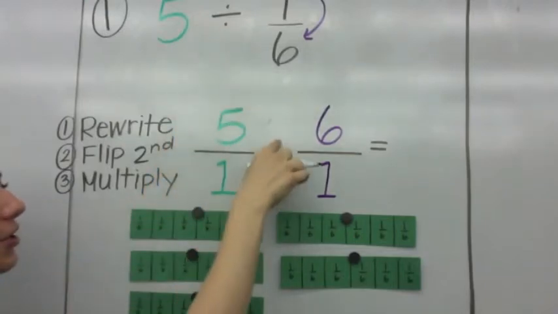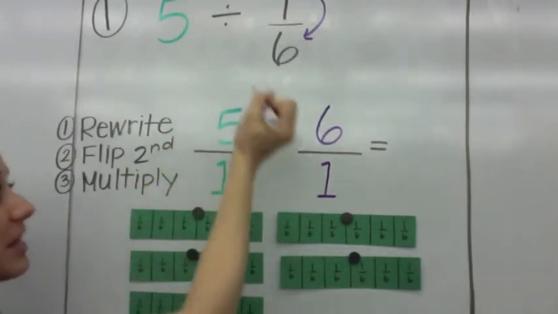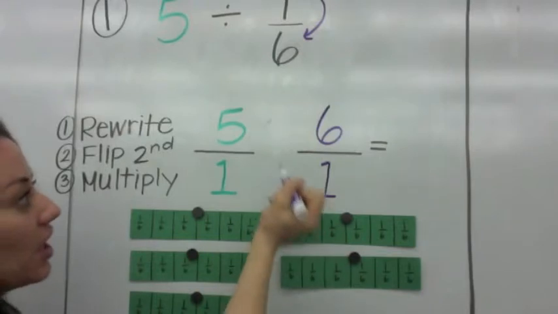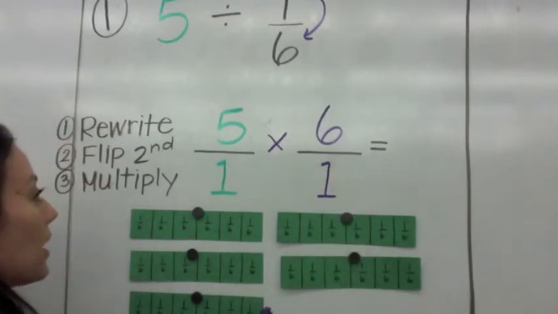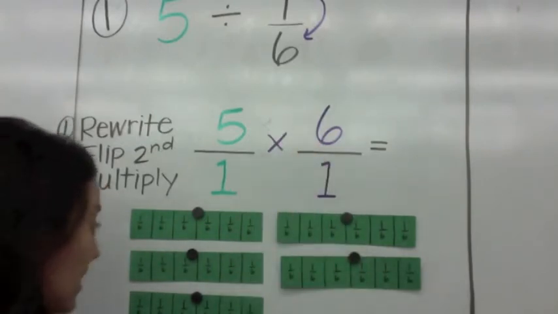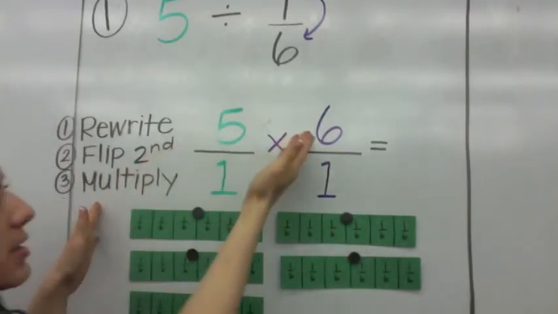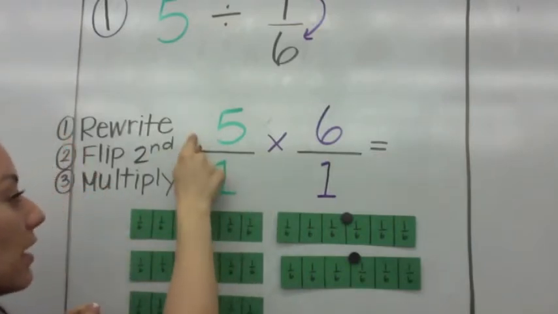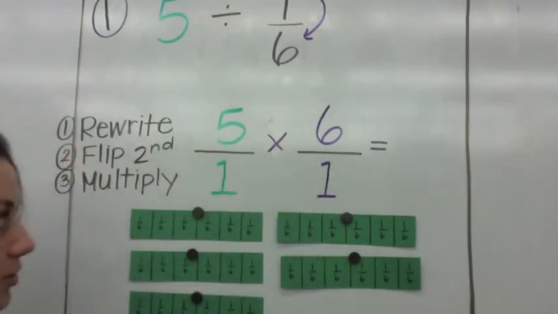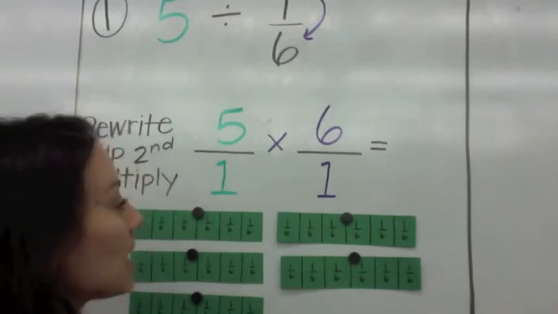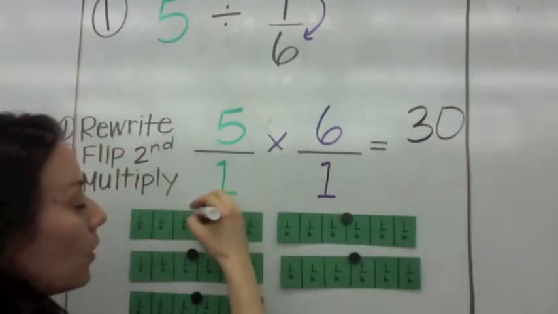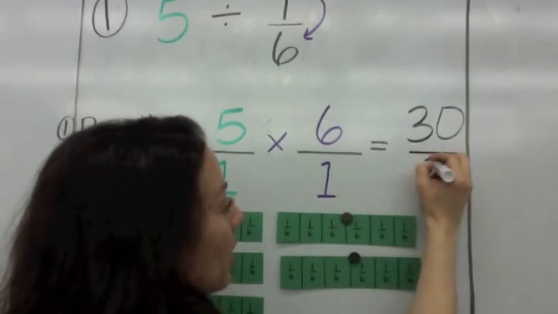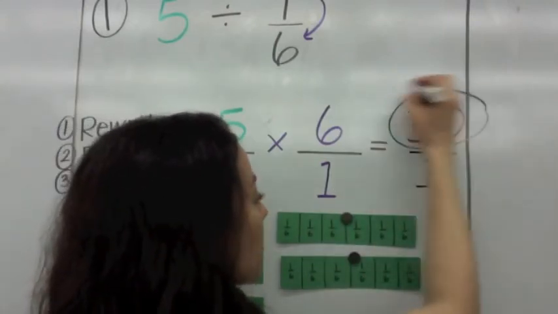And then what are you supposed to do? When you're dividing, you're actually doing the opposite. It's confusing, right? You actually have to multiply. So, multiply by the reciprocal. Flip it and multiply. Then you can multiply across. What is 5 times 6? Multiply the numerators. It's 30. And 1 times 1 is 1. So you can write it as 30 over 1, or the answer is simply 30.